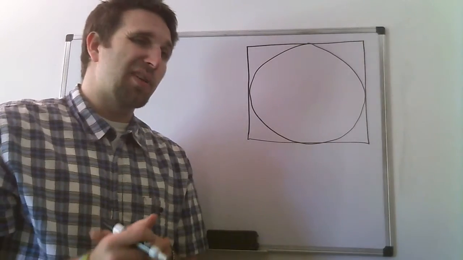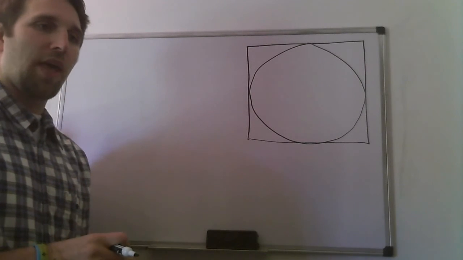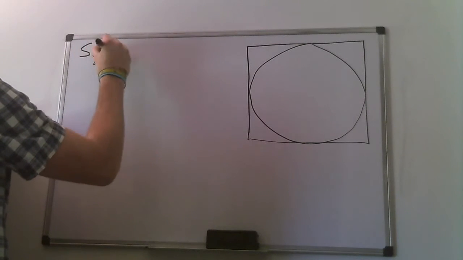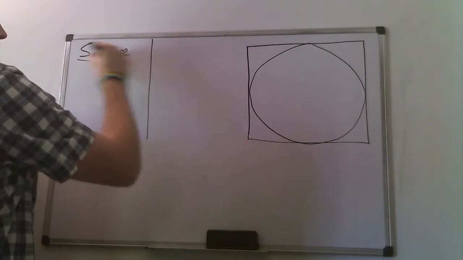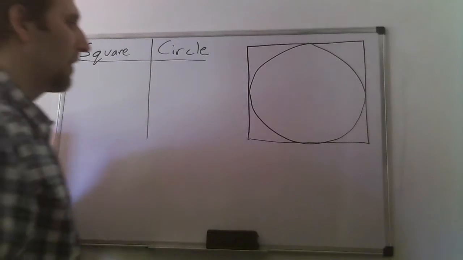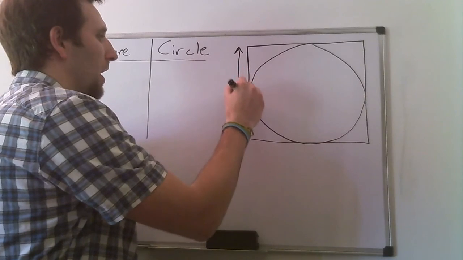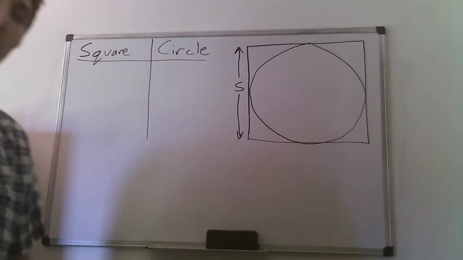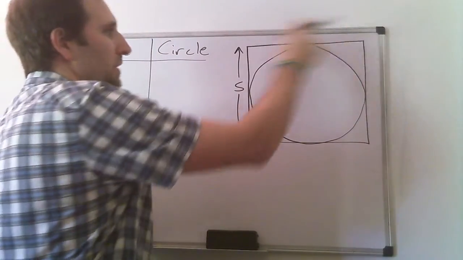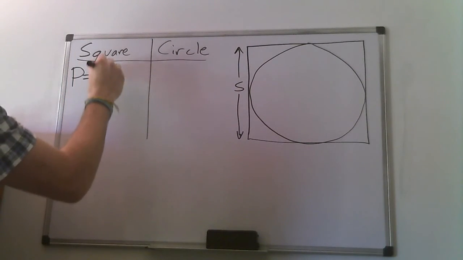So first, let's start with the fundamentals of each shape. Each of them has a fundamental dimension that determines all its other characteristics. So we're going to write square and circle. For a square, the fundamental dimension is the length of the side. So let's just call that S. If you want to know the perimeter of the square, you just add up all the sides, and that would be 1s, 2s, 3s, and 4s. So the perimeter is equal to 4s.